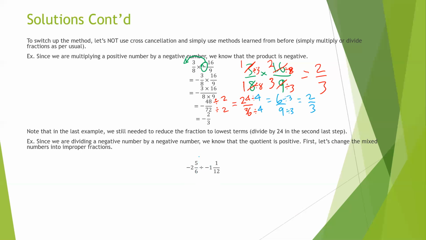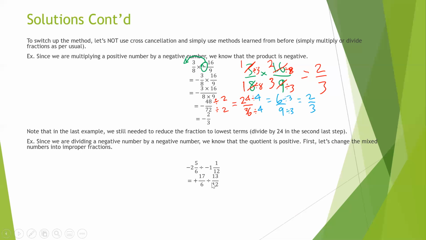So what I'm going to do first is I'm going to switch the first fraction there, negative 2 and 5/6, into 17 over 6. And I'm going to switch the second fraction, negative 1 and 1/12, into 13 over 2. And what I have next here is I simply have two different fractions that I'm dividing here. And it should be hopefully pretty easy.